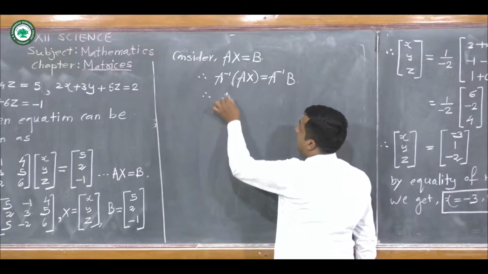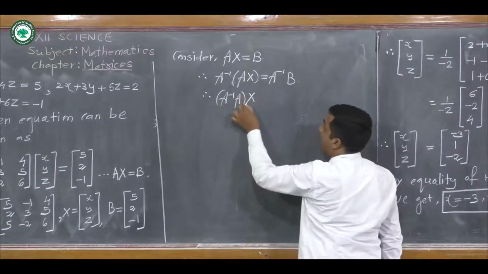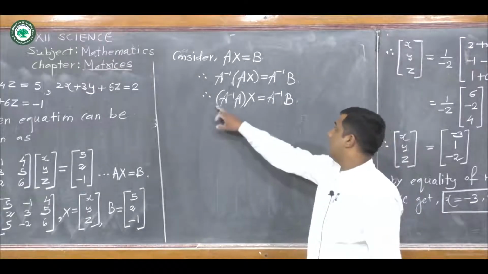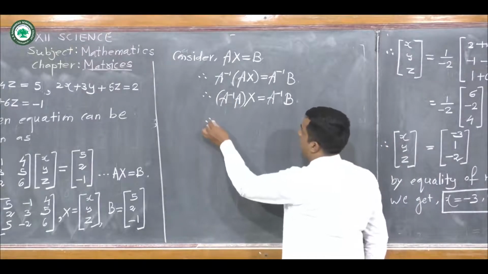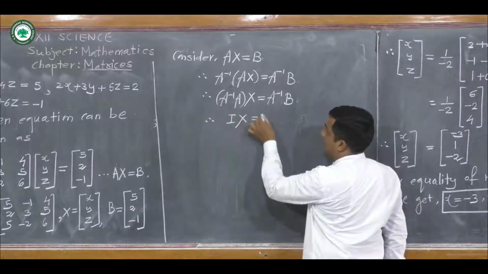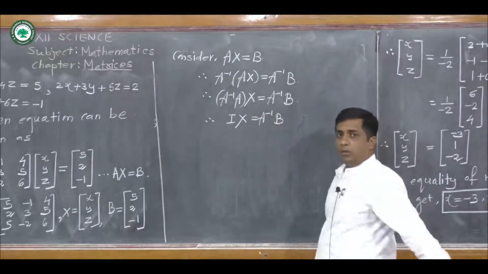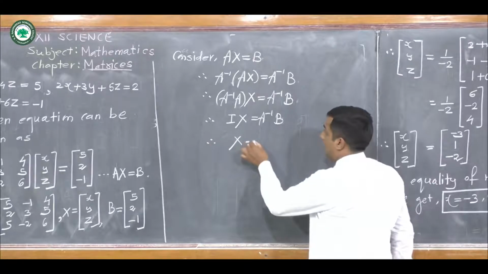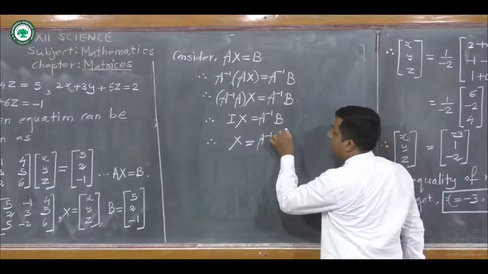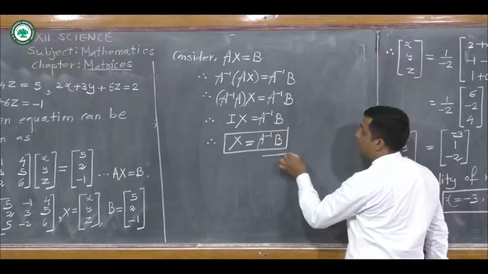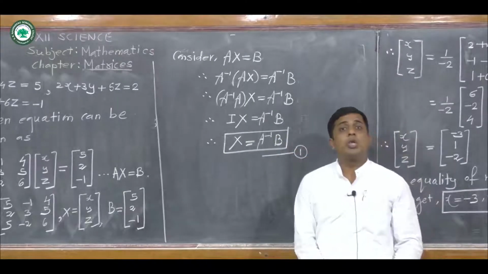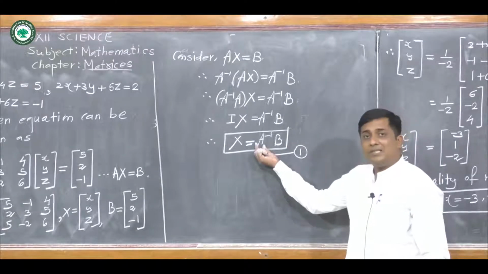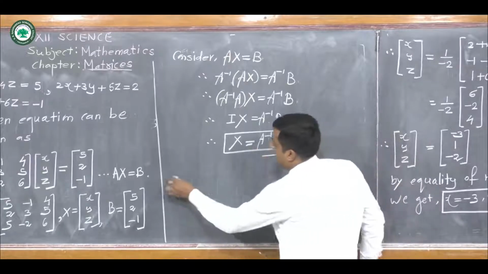Now here I write this as A inverse A into X is equal to A inverse B. Now everyone knows here A inverse A is the identity matrix. Again, we know identity matrix into X is X itself. So here X is equal to A inverse B. And by using this relation, we find the solution of the given equation. So our first step is we have to find the inverse of this A. So we consider A again.